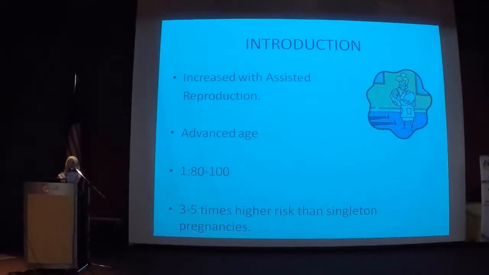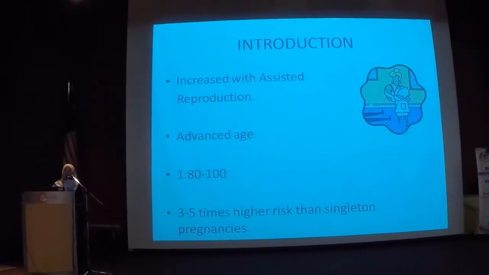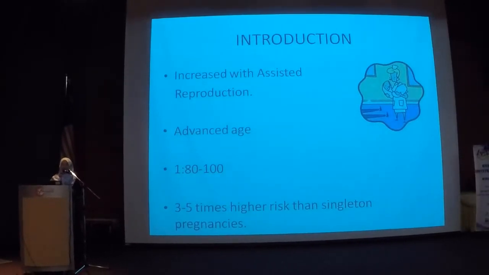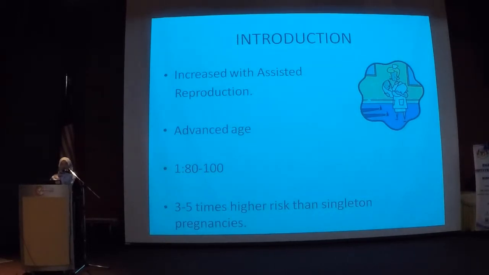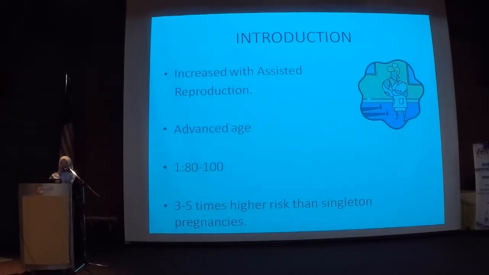For the introduction, let's go to the basics. We know that twin pregnancy increases with assisted reproduction technique. It's more common in advanced age. The risk is about 1 in 80 to 100 pregnancies, and it's 3 to 5 times higher risk than singleton pregnancies.